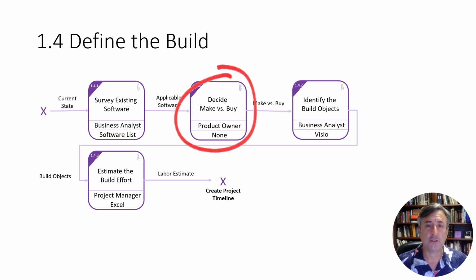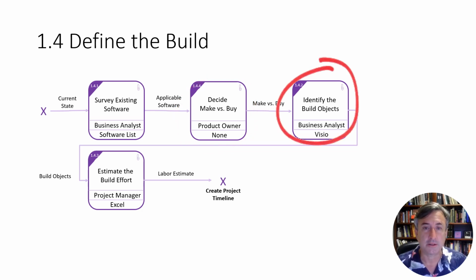So if you decided there is at least some cases where you're going to make the software yourself, right? You're going to build it yourself. Then what you need to do is identify the build objects. And even if you purchase something off the shelf, there's still going to be some build components. You've got things you need to configure. Usually there's some interfaces with existing systems, or you've got to build reports from scratch. So at this point, you're saying, okay, these are the individual components we need to build. And they're things like I just mentioned.